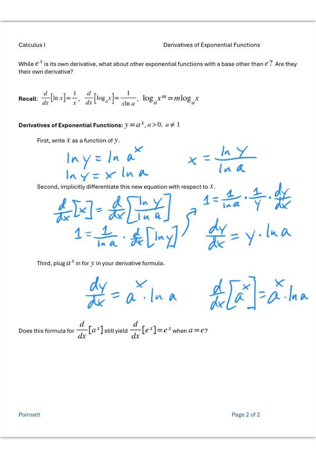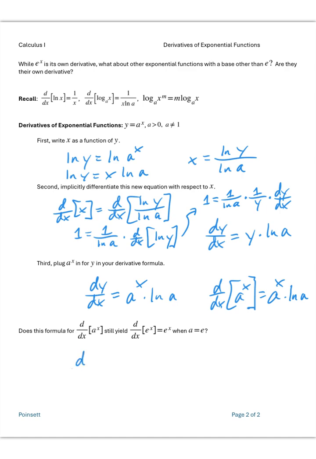However, did our computations on the previous screen, do they still fit this particular formula? In other words, when a equals e, will this formula still yield that the derivative of e to the x with respect to x is just e to the x? Well, let's go ahead and plug it in.